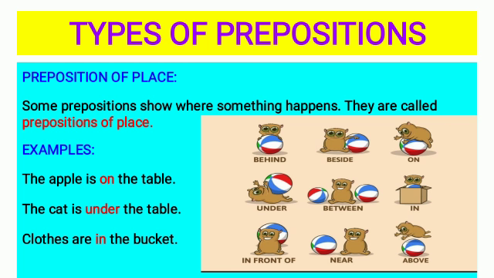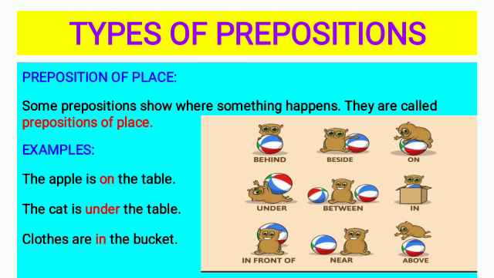There are a few more examples of preposition of place. You can see in the picture here: behind, beside, on, under, between, in front of, near, above. So, if you observe the pictures carefully here, you can understand the examples of preposition of place.